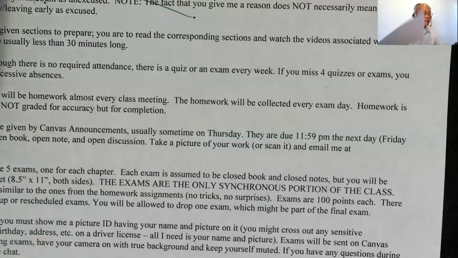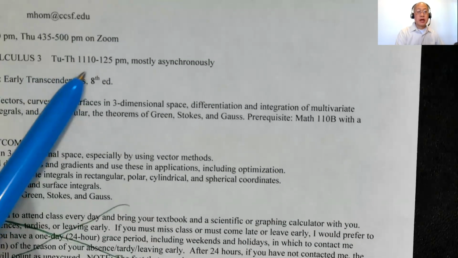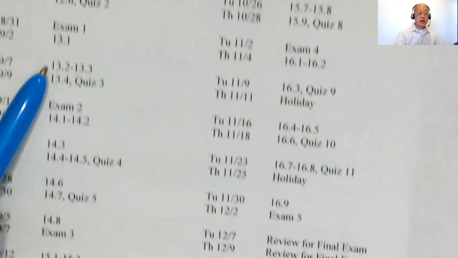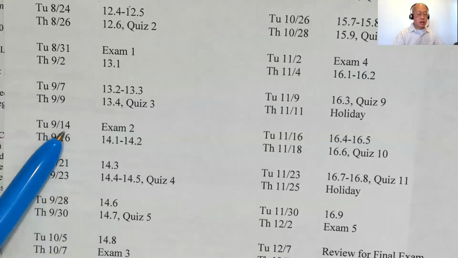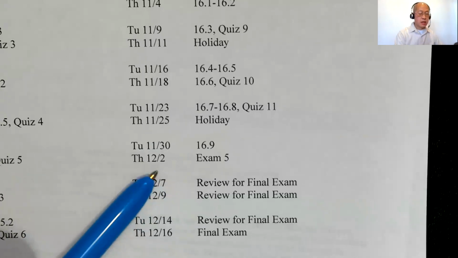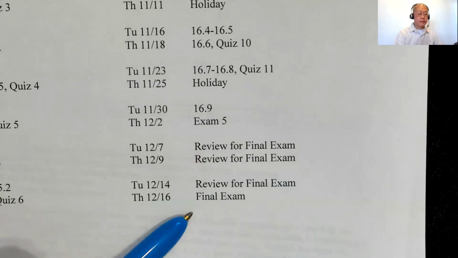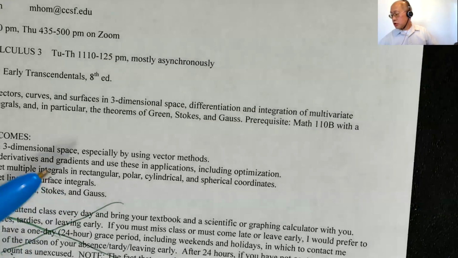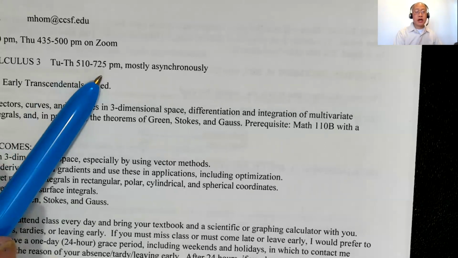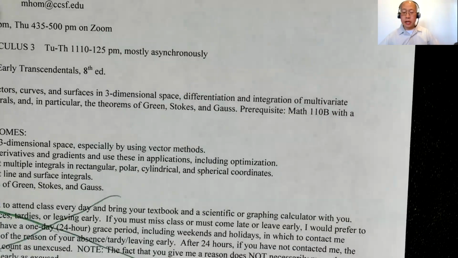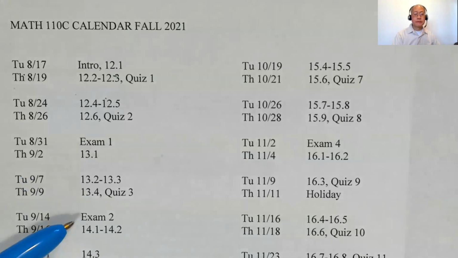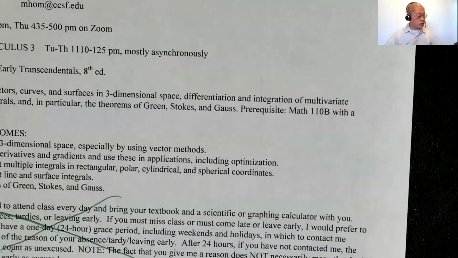So the scheduled time for you 11 o'clock people, 11:10 to 1:25, the only time that we are meeting are these exam days, 8:31, 9:14, 10:07, 11:02, 12:02, and the final exam, 12:16. Okay. And of course, for those of you in the late class, we meet 5:10 to 7:25 on the same days. Okay. So all these other days, we're not meeting. You read on your own, you study on your own, you look at the videos. Okay. Well, that's the way that works.